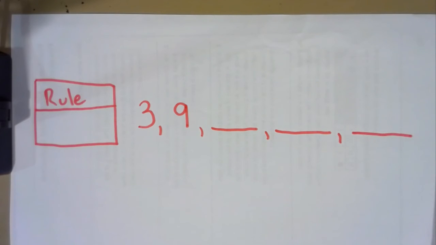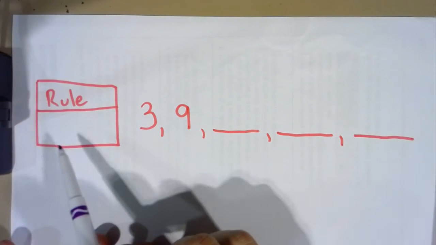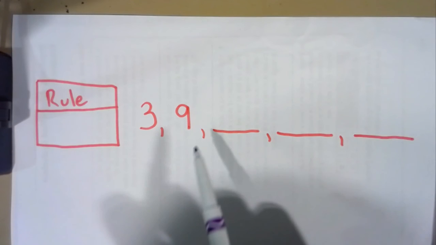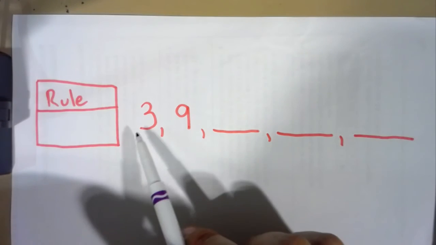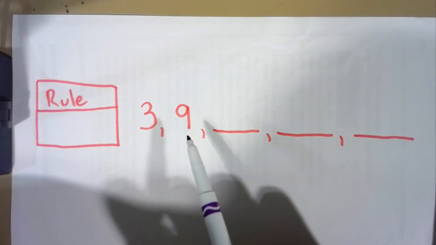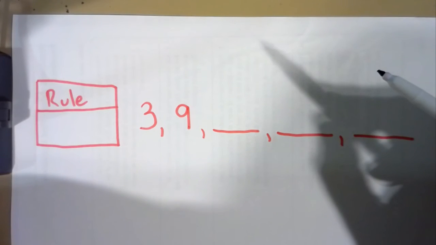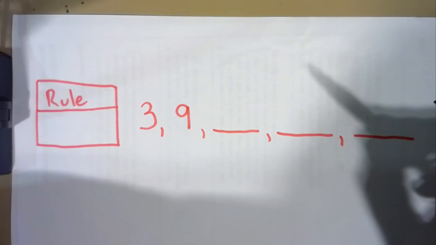Sometimes you'll have a pattern here, but we haven't been given a rule. So you're given a couple of terms here, 3 and 9. Well, I know that 3 times 3 equals 9. So it could be 3 times 3 equals 9. 9 times 3 equals 27. 27 times 3, and it keeps going and going. But what else could this rule be?